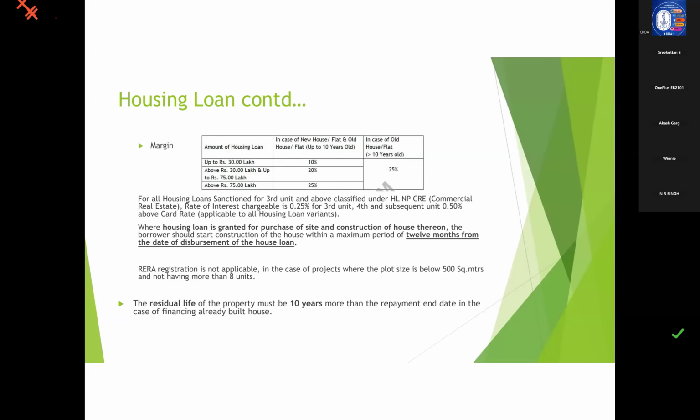What is the maximum period within which he has to start construction if the housing loan is sanctioned for purchase of site and construction? The answer is 12 months from the date of disbursement.